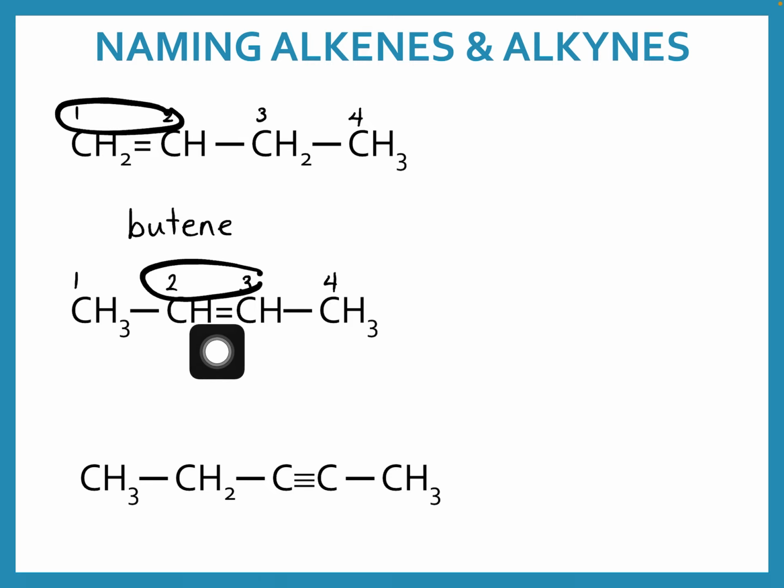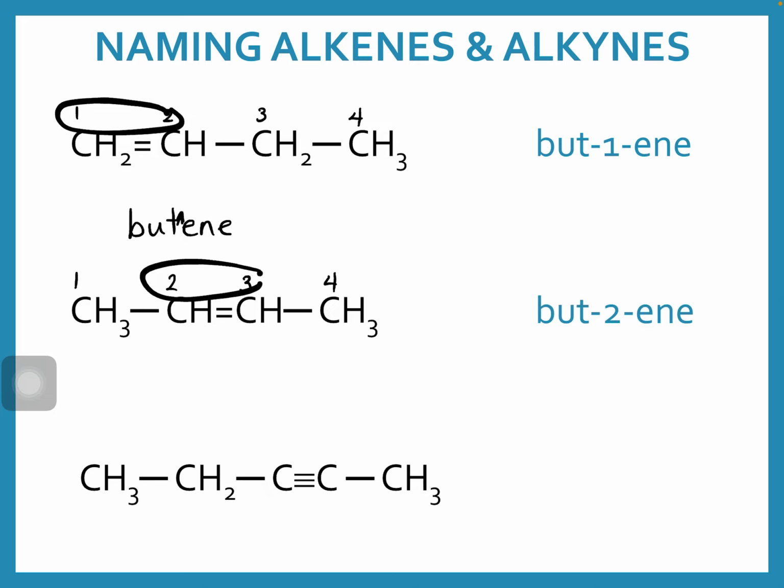So we're going to use that in the naming, and then the number comes before the part that tells us it's a double bond. So the ene is what tells us that we have a double bond. So we're actually going to split the name apart here, and at that point we are going to input a 1 for this one and a 2 for this one for the naming. So we have bute-1-ene and bute-2-ene.